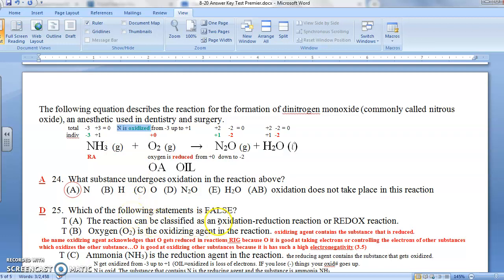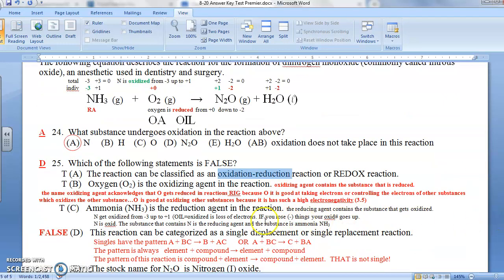The reaction above is an oxidation reduction reaction, number 25. We're on 25 now. The reaction's oxidation reduction. Yes, we have things being oxidized. We have things being reduced here. Is oxygen the oxidizing agent? Yep, we just talked about that. Oxidizing agents contain the thing that was reduced.